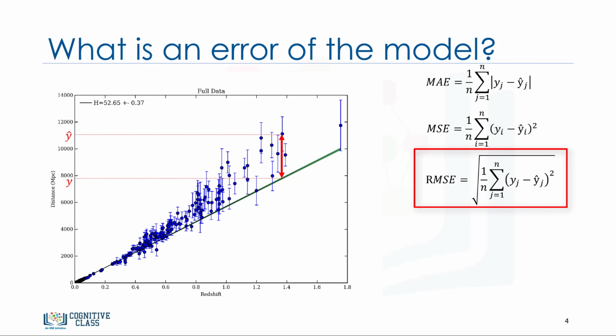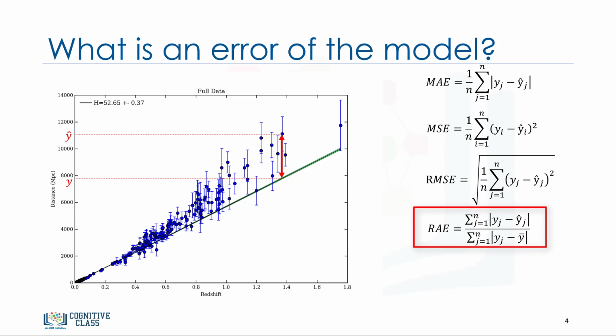Root mean squared error is the square root of the mean squared error. This is one of the most popular of the evaluation metrics because root mean squared error is interpretable in the same units as the response vector, or y units, making it easy to relate its information.